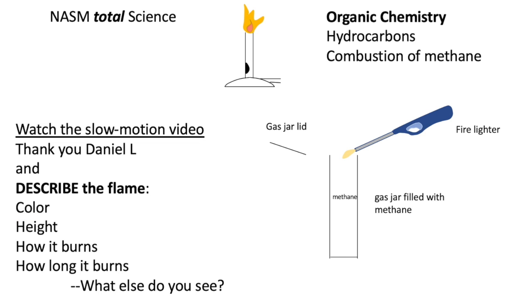So we're going to watch a slow motion video. Thank you, Daniel, who took this video. But while you're looking at it, describe its color, how high it is, how it burns. You can compare it to the Bunsen flames, how long this particular burning takes place, but slightly difficult because it's slow motion. And look very carefully. What else do you see?